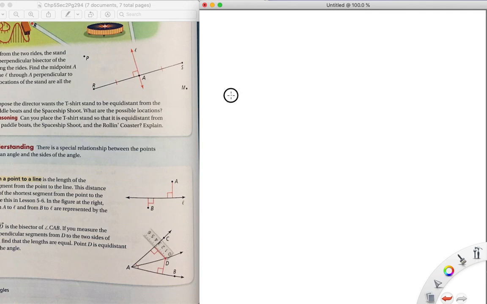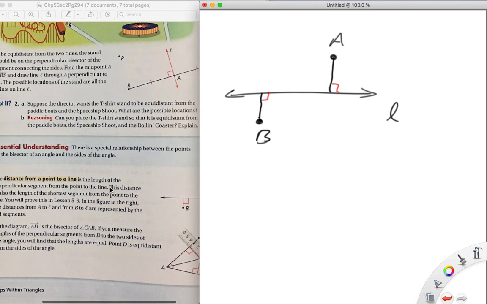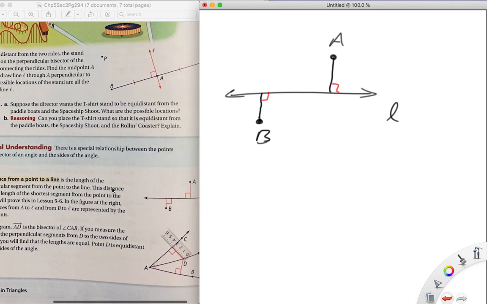We have a line. We have the point to that line. 2 points. The shortest distance from a point to a line, or the distance from a point to a line, will always be perpendicular, will always be 90 degrees. We don't even say shortest distance, we just call it distance from a point to a line. But it's always the shortest distance.